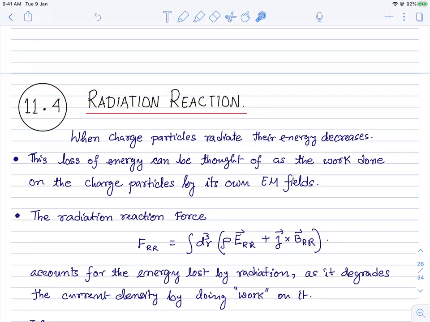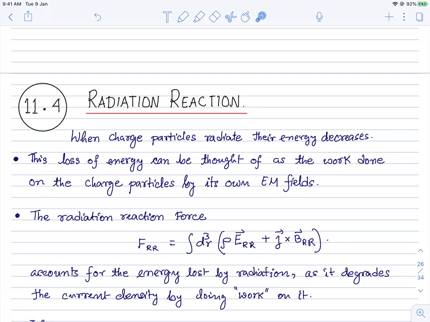So if there is no external agency involved in the radiation that is happening, then the charge configuration is losing energy, and therefore some work is being done on the charge configuration by the fields that it creates on its own. So there's some non-trivial work that needs to be done in order to change. So basically, there's some loss of energy into radiation, right?